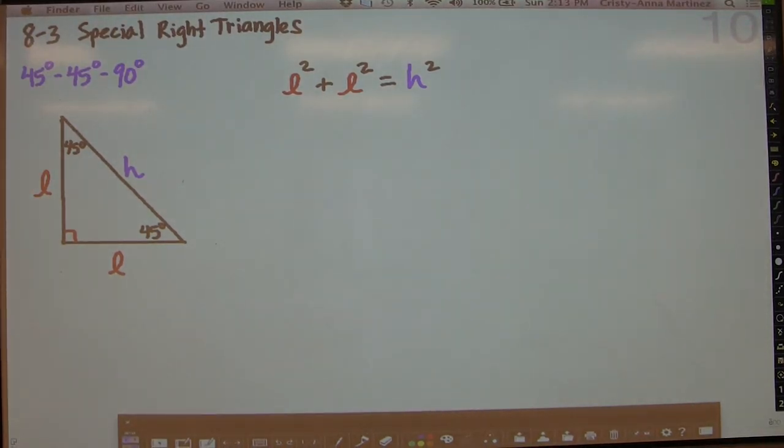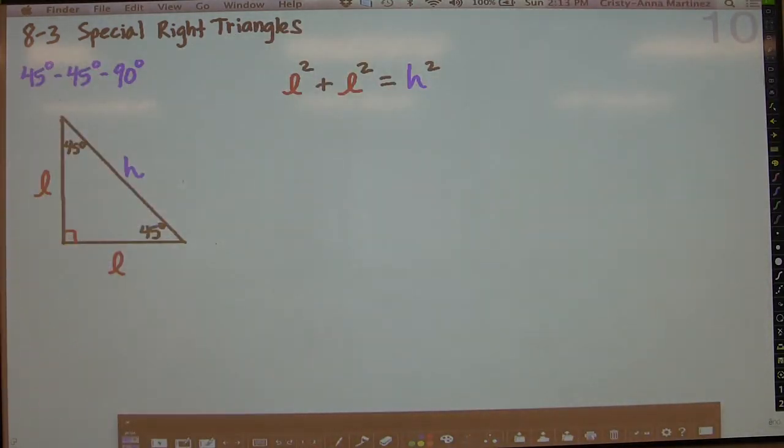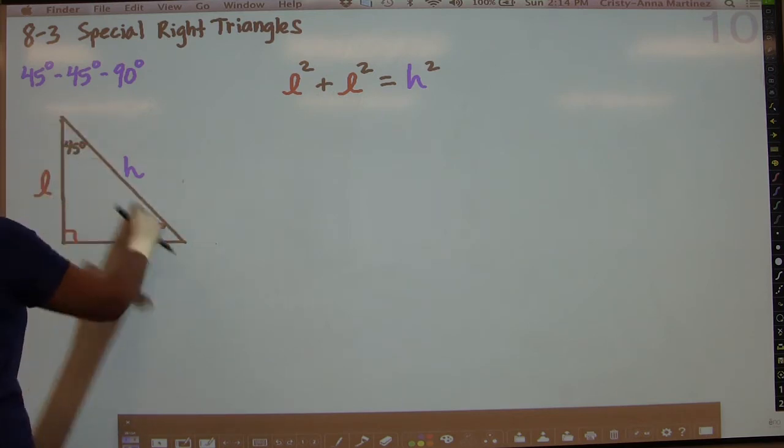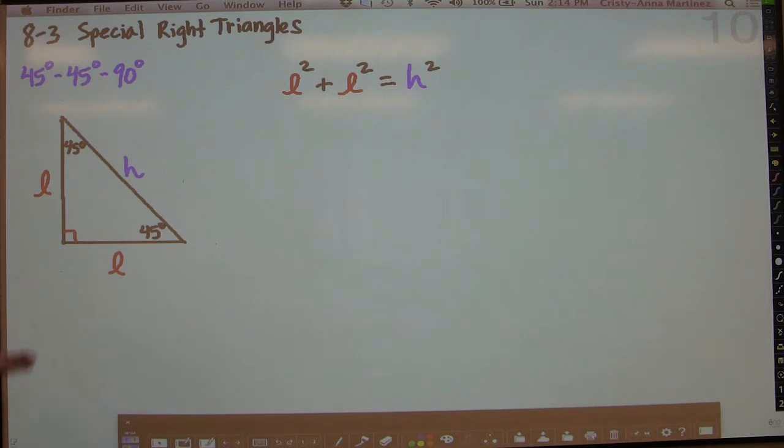It is chapter 8, section 3, and today we're going to be talking about special right triangles. There are two types of special right triangles, and the first one is going to be the 45, 45, 90. Basically how you get a 45, 45, 90 is you take the diagonal of a square. So if you can imagine this being a square, and you cut that square in half by using the diagonal, and you get this.